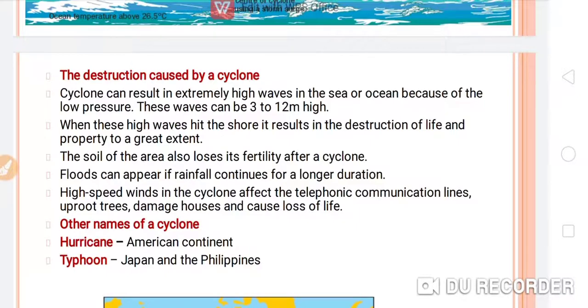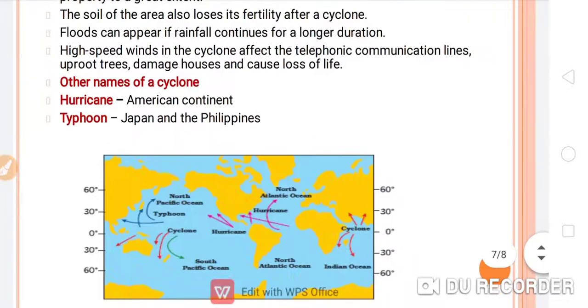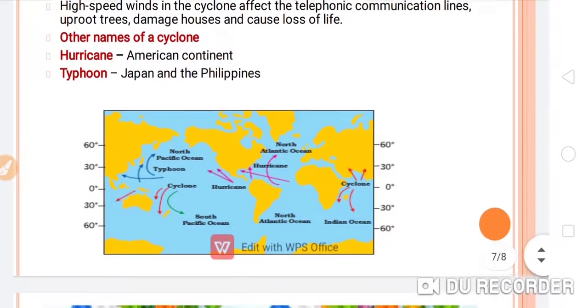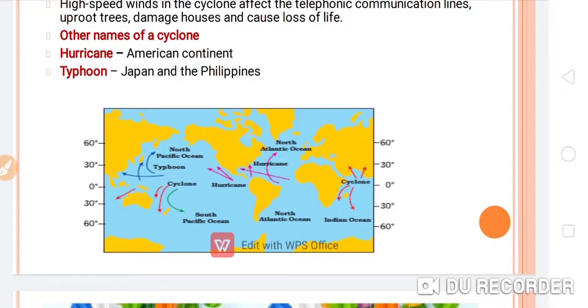So these are all the things about cyclones and thunderstorms which we have discussed in this video. And you can see some places where these incidents are going on and can take place. So these are all the countries, or these are all the areas.